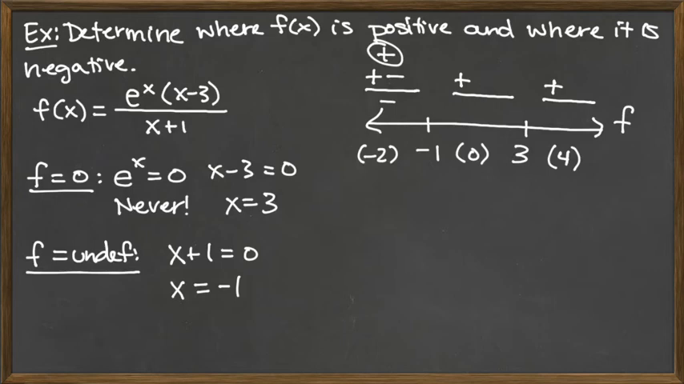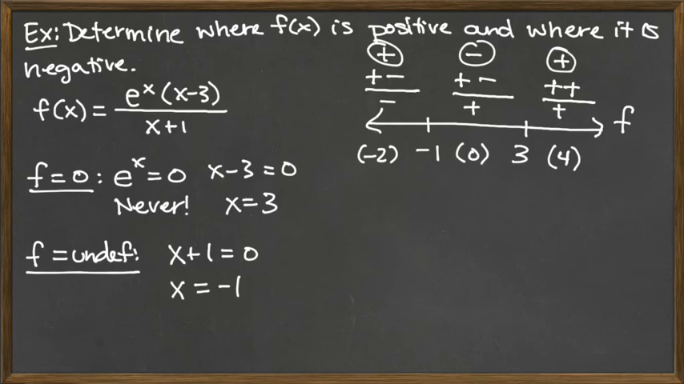Moving on to the next interval, we have the test value 0. When we plug it into the top, we've got 0 minus 3, which gives us a negative value. When we plug it into the bottom, we've got 0 plus 1, which is a positive value. And here we just have a single negative sign, so it's a negative overall. Moving to the 4 for our test value, we have 4 minus 3 is positive. We've got 4 plus 1 is positive. So everything there is positive, and we're talking about overall a positive sign.